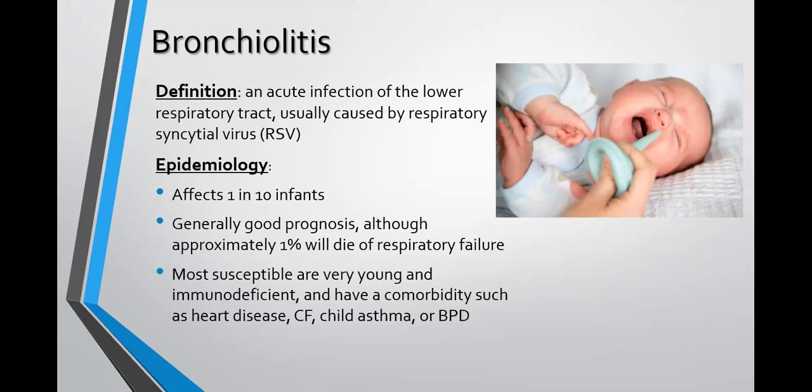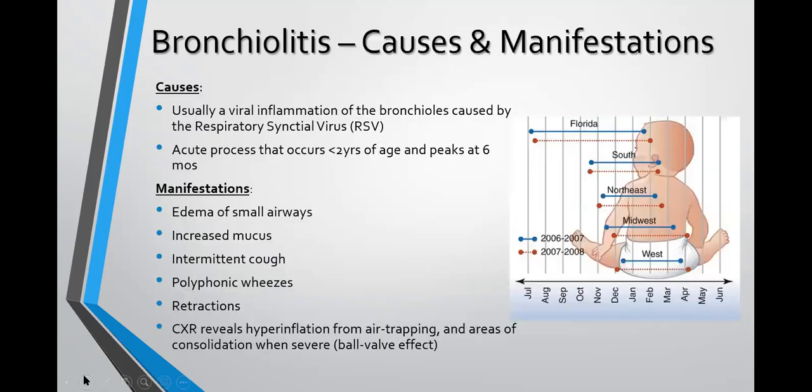All right? It affects 1 in 10 infants. Usually has a good prognosis, but 1% will die from RSV. They're most susceptible at a very young age, right? Very, very young. And if they already have immunodeficiency problems, heart disease, CF, asthma, or BPD, if they have anything like that and they get RSV, then they may die, right? But if they're a healthy baby and they just happen to catch that, only 1% will die. And we treat RSV with what medicine?